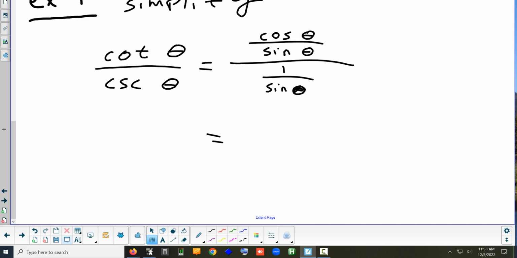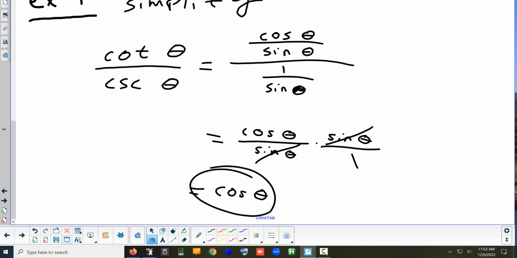So how do you divide a fraction by a fraction? You multiply by the reciprocal. So cosine over sine times sine over 1. And what do you end up with? Just cosine.